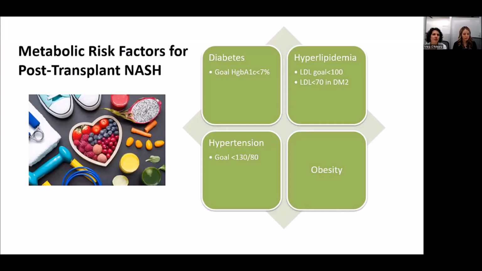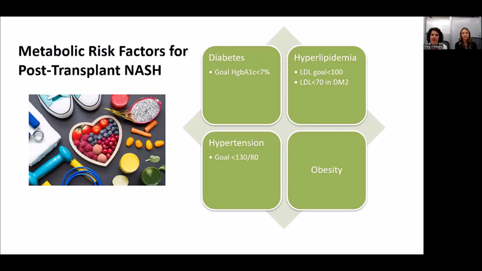So now we'll review some of the metabolic risk factors for post-transplant NASH. It's important in this scenario to think about the patient's original indication for transplant. Obviously, if they were transplanted for NASH, their risk for developing NASH post-transplant is quite high. But also, this is a country with an obesity epidemic, so realizing that all of our patients are actually at risk for post-transplant NASH.